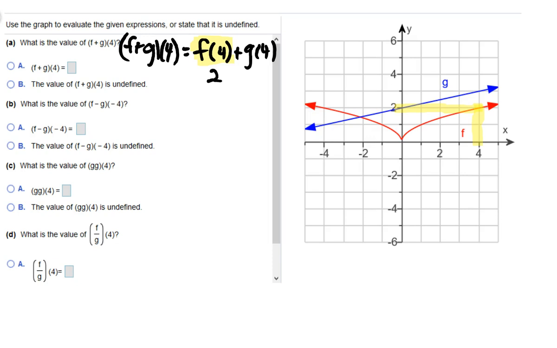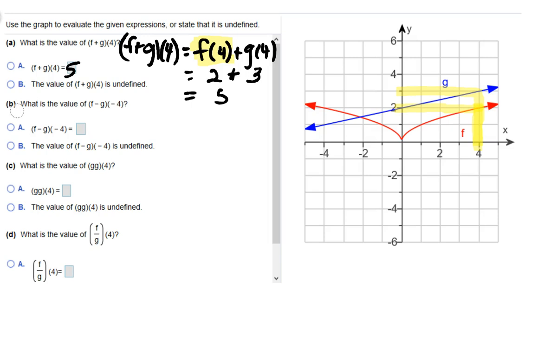Then I can do the same thing with g. My x value is 4. I walk my way up to the function, and then I can go over to the y scale to get that y value of 3. Then you're going to add those two answers together. Because this function is f plus g, that's why we're adding those two together to get 5. So f plus g of 4 is 5.